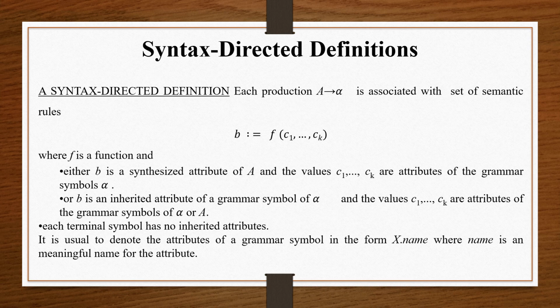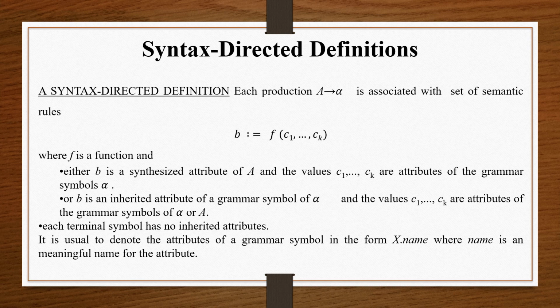Let us consider a production of the form A derives alpha, and this production is associated with a set of semantic rules, that is B = f(C1, ..., Ck). So what is f here? F is nothing but a function, and either B is a synthesized attribute of A and the values C1, ..., Ck are attributes of grammar symbol alpha. This is the definition of a synthesized attribute.